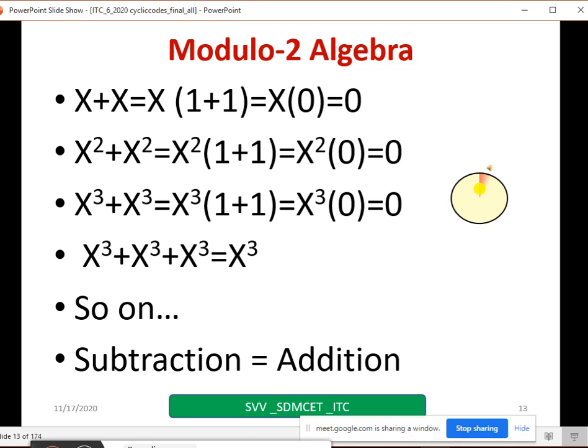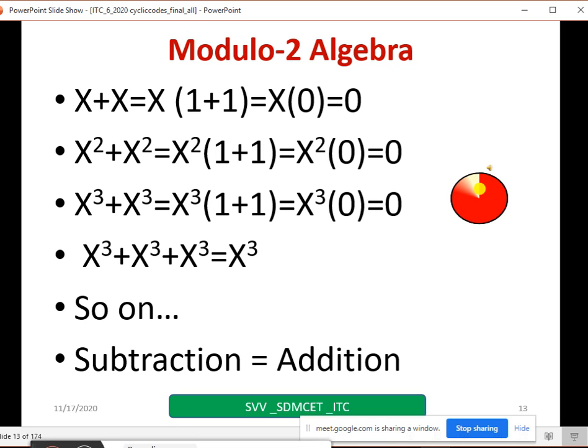Copy down. Try to understand. X plus x will be 0, x square plus x square is 0, x cube plus x cube is 0. In general, remember, if I am adding an even number of times it is 0; if I am adding an odd number of times, 1 term will remain, whatever you are adding.